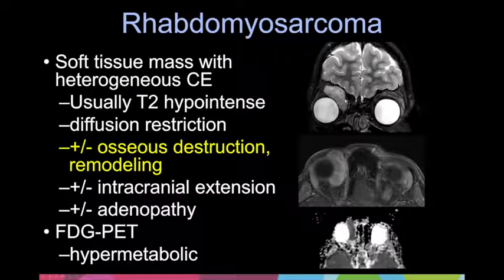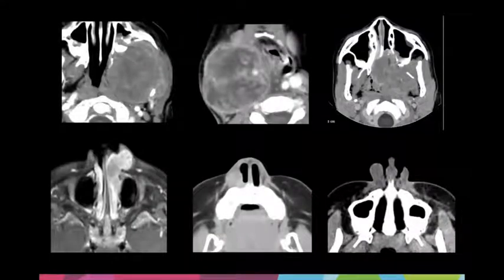Here we see a teenager with a mildly hypointense T2 signal intensity mass in the extraconal space of the right orbit. There's mild heterogeneous contrast enhancement and diffusion restriction without bone destruction in a patient with orbital rhabdomyosarcoma. These are 6 different patients with head and neck rhabdomyosarcoma to give you an idea of the extensive variability of the imaging characteristics and the locations in the head and neck.